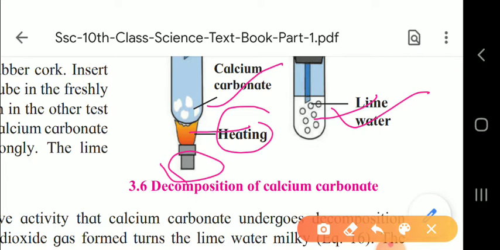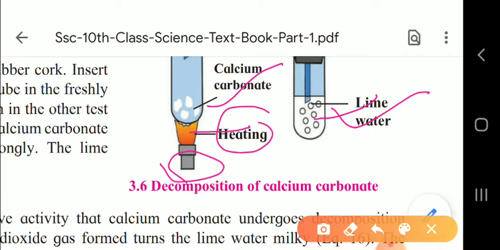What is the procedure? We have to take some calcium carbonate in a test tube. Then we have to fit a bent tube or delivery tube with the help of a rubber cork. Then we insert the other end of this delivery tube in freshly prepared lime water, which we take in the other test tube. Then when we heat the powder, that is calcium carbonate, in the first test tube strongly, we will see that the gas formed will go and react with the lime water, and this lime water will turn milky.